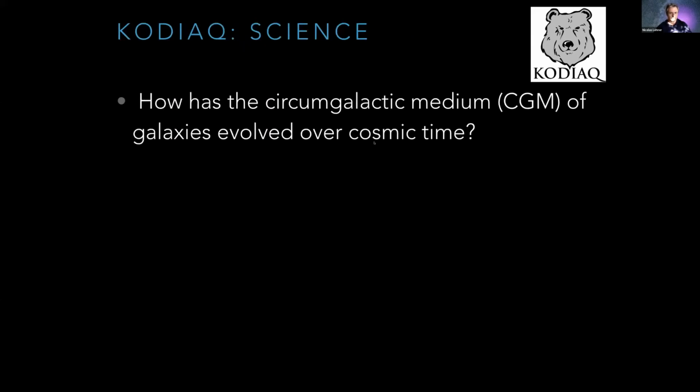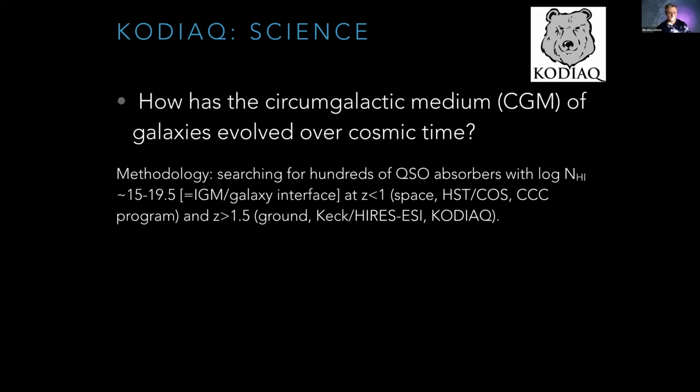So what is the science of KODIAQ? One of the main questions that we have is, how has the circumgalactic medium, the gas at the interface between the intergalactic medium and galaxies, evolved over cosmic time? Our methodology has been to search for hundreds of quasar absorbers, but not just blindly. We want them to have an HI column density in the range between about 10^15 to about 10^19.5 per square centimeter. That's basically how we define the IGM-galaxy interface.